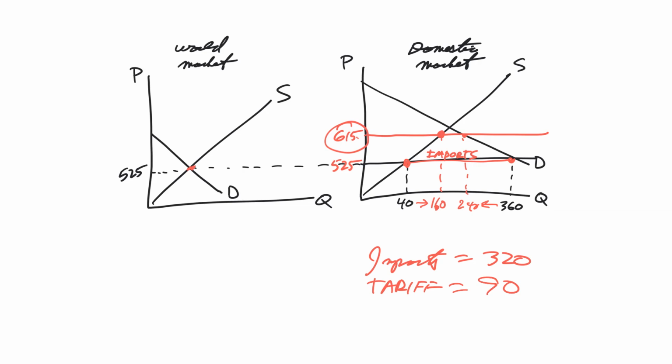Now, the question goes on to ask, what will be total revenues from the tariff? Well, they're getting $90 per unit. And how many units are coming into the country? How many imports? There's 80. So total revenue is price times quantity equals 7,200.